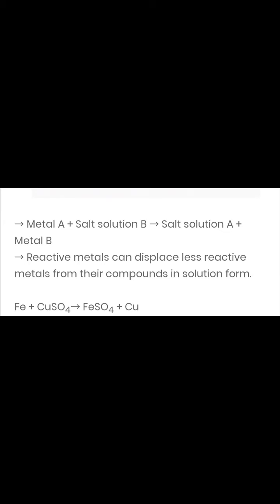See children, we are going to do this in the lab also when you come to school. What we do in this reaction is take an iron wire and dip it in copper sulfate solution taken in a beaker. Then the blue color of copper sulfate changes into green color, and reddish brown particles of copper are deposited on the iron wire. This is because iron plus copper sulfate gives iron sulfate plus copper. Again I am telling you, because iron is more reactive than copper.